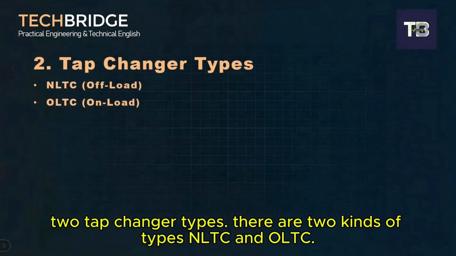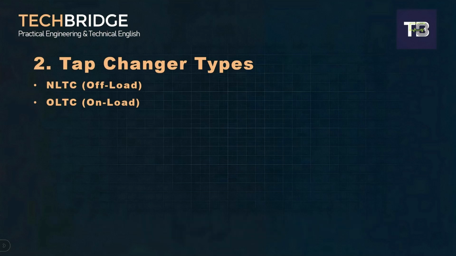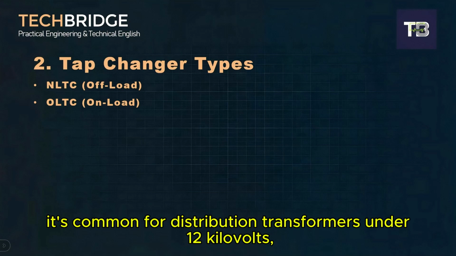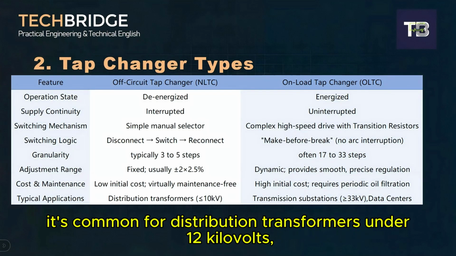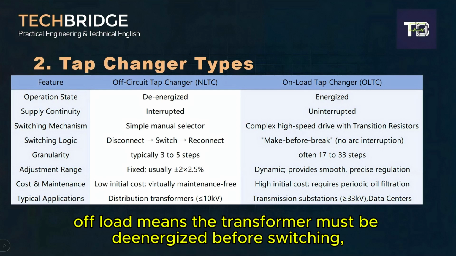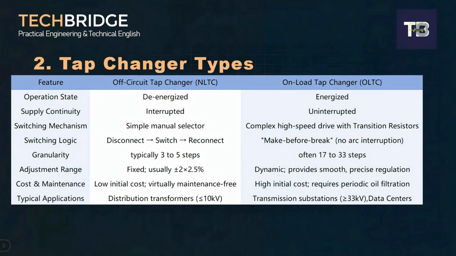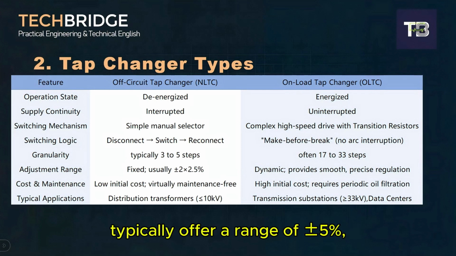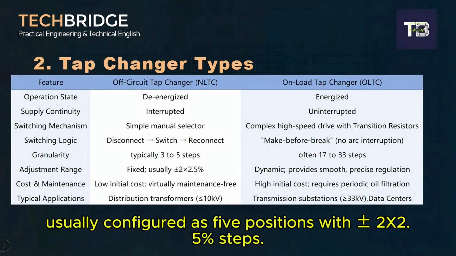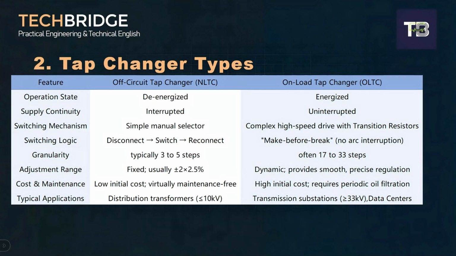2. Tap changer types. There are two kinds of types, NLTC and OLTC. The first is NLTC, off-load. It's common for distribution transformers under 12 kV. Off-load means the transformer must be de-energized before switching. Standard distribution transformers typically offer a range of plus or minus 5%, usually configured as 5 positions with plus or minus 2.5% steps. The second is OLTC, on-load.